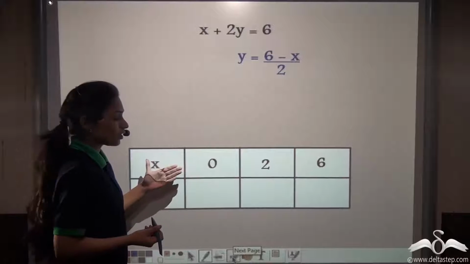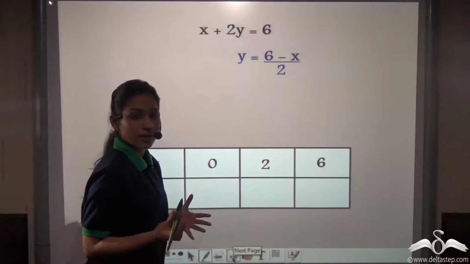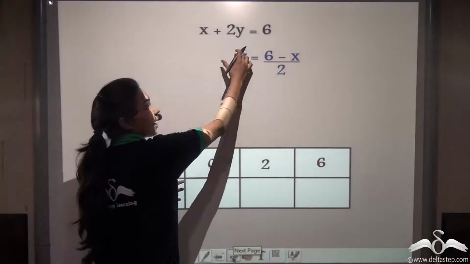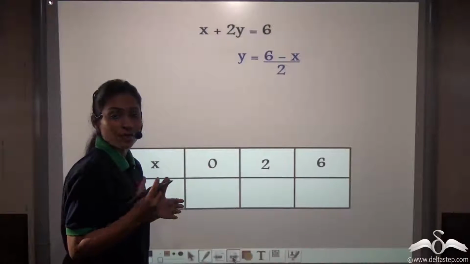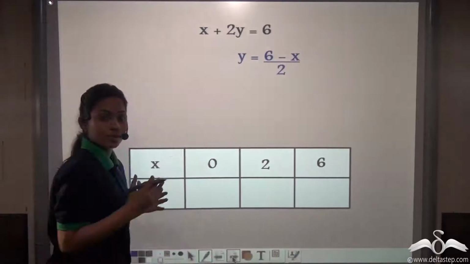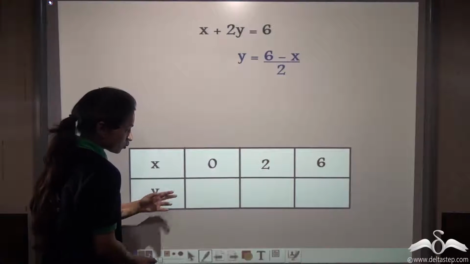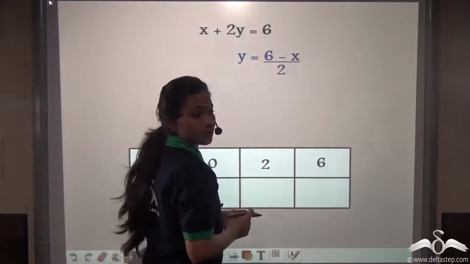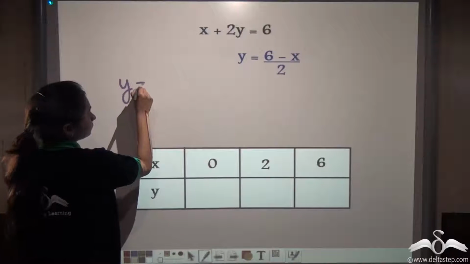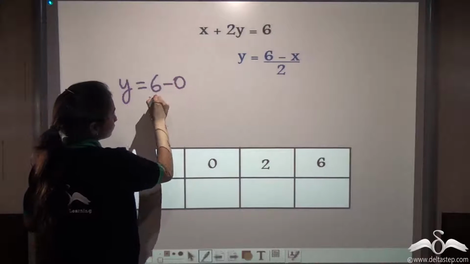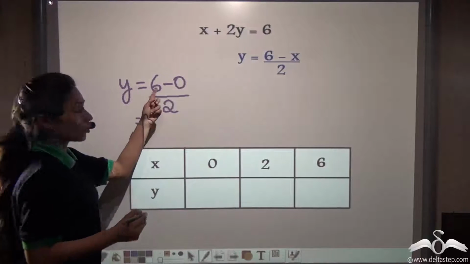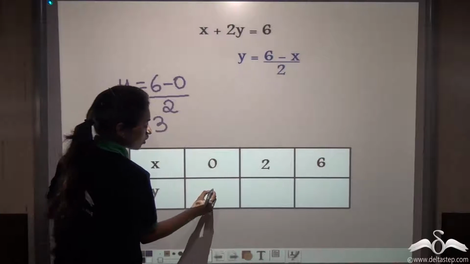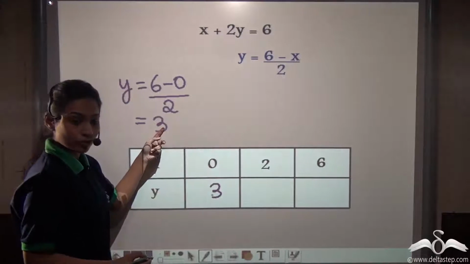Here we have taken random values for x, 0 to 6. You can take any value for x which you want to put there. Make sure that you get y in a whole number, because we prefer to plot whole numbers on graph papers. So if x is 0, what will you get? Substitute x for 0. What do you get? 6 minus 0 by 2, that is 6 by 2, 3. So when x is 0, y comes to 3.